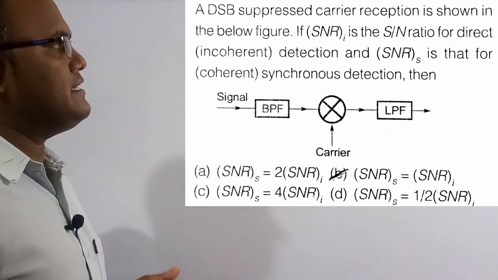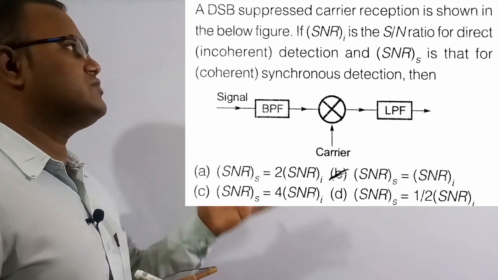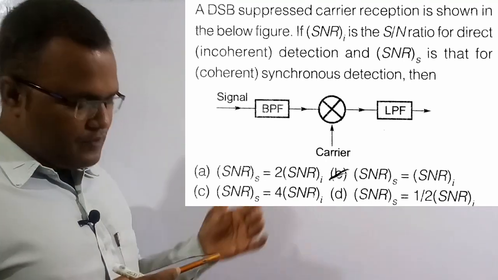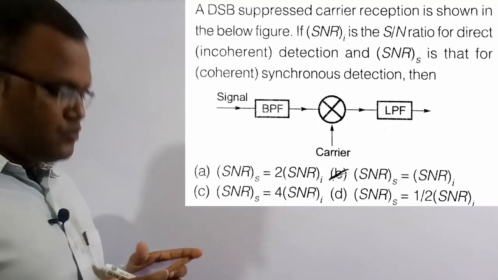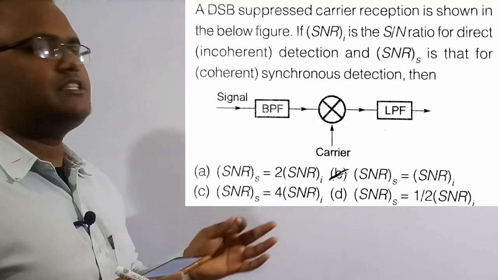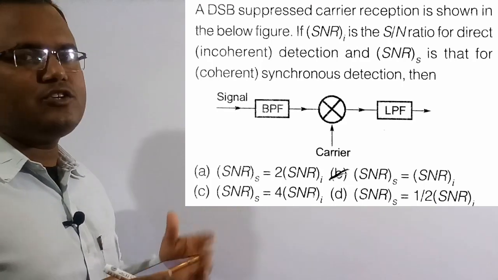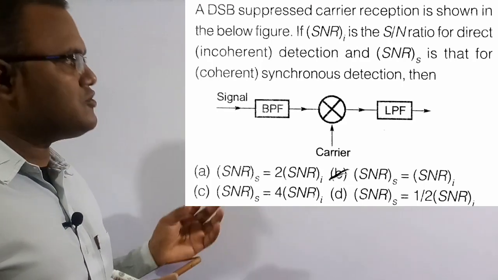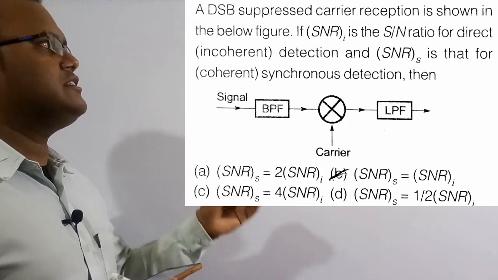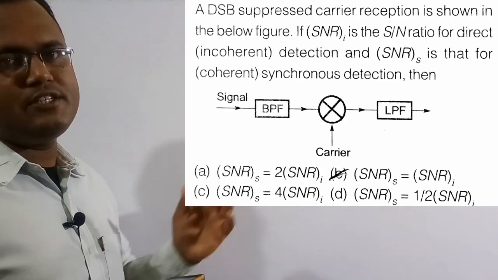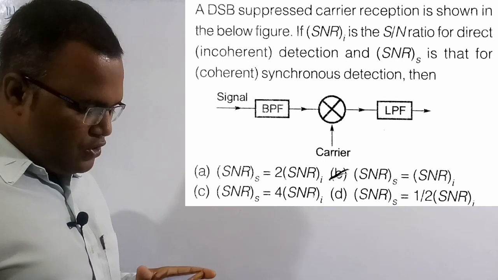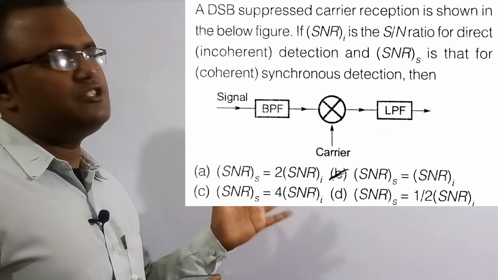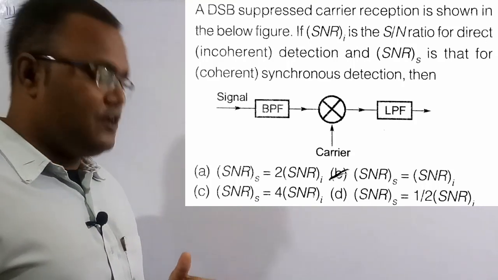Basically this is a DSB signal, meaning there are only two sidebands but the carrier is suppressed. This is given as the input for the band pass filter. The remaining part is a coherent detection, a demodulation technique to get back the original signal. So what is the signal to noise ratio of the input and of the output? That is what the question asks. Out of the four options, option B means the signal to noise ratio of the input is equal to the signal to noise ratio of the output.